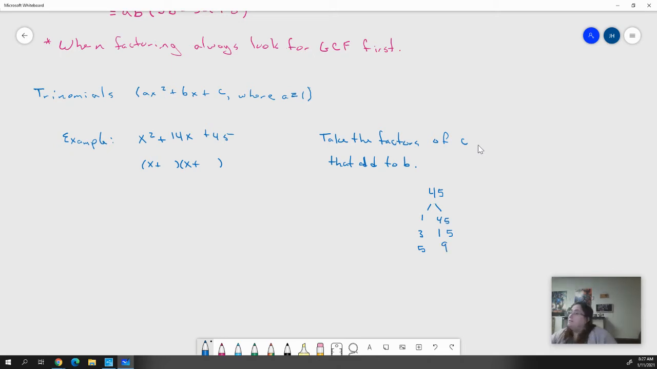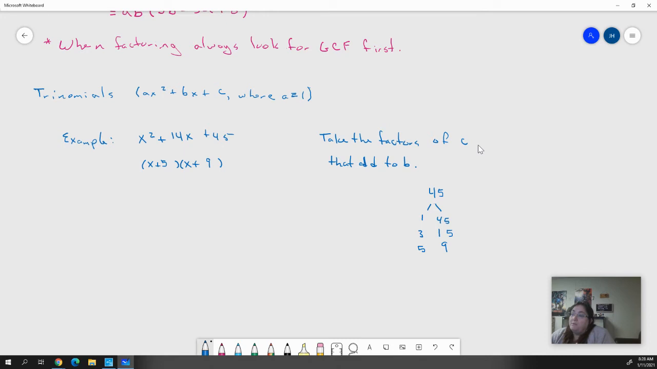And I'm looking at these factors and I'm going, I can keep listing factors clearly, but we don't have to because I am looking for factors that add up to 14. And I know that if I add 5 and 9, I'm going to get 14. And so I know that the factors of this are 5 and 9. And it's really easy when we're dealing with all positive integers in our example, right? And we get that perfect match.